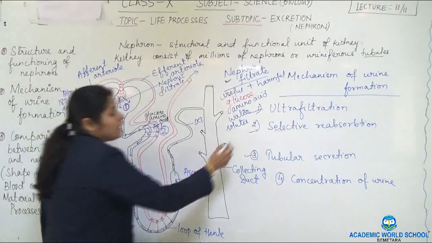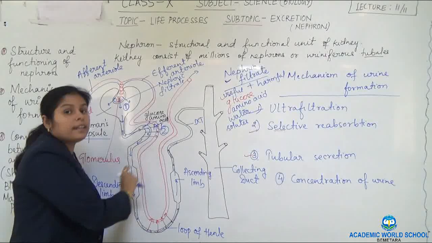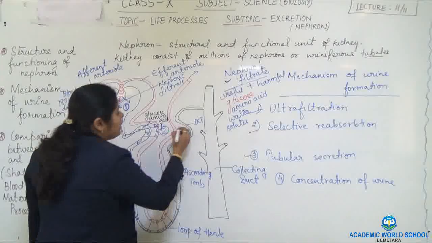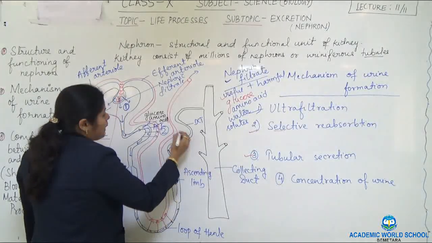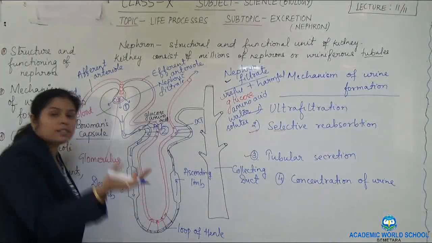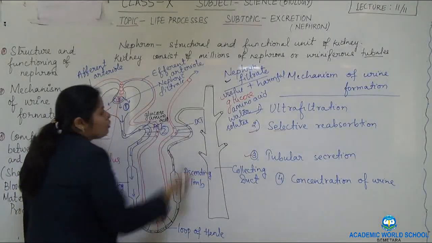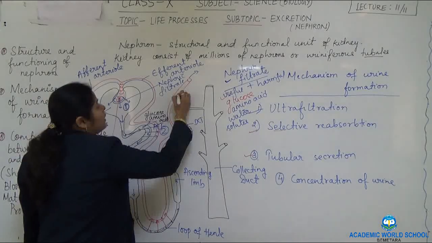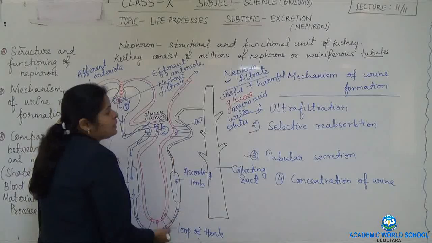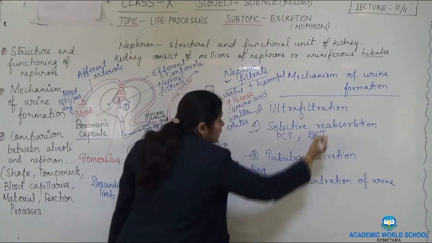What I told is that not 100% of the important and useful materials have been absorbed in PCT. The remaining 10 or 20% of useful material will be again reabsorbed from the distal convoluted tubule by the capillaries, so that it can be sent back to the body, because the body cannot afford to lose it. So selective reabsorption is taking place in PCT and also it is taking place in DCT.